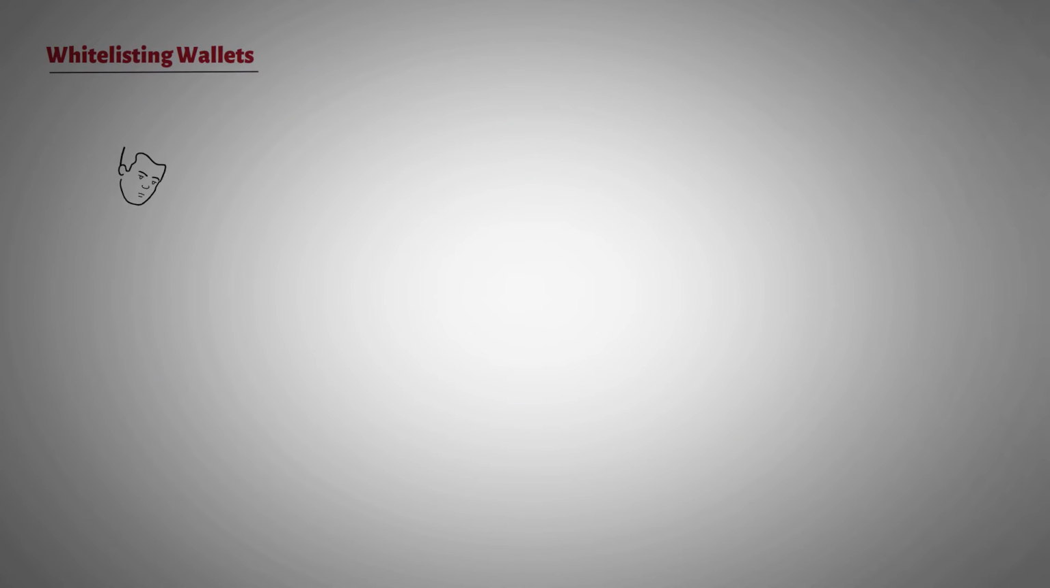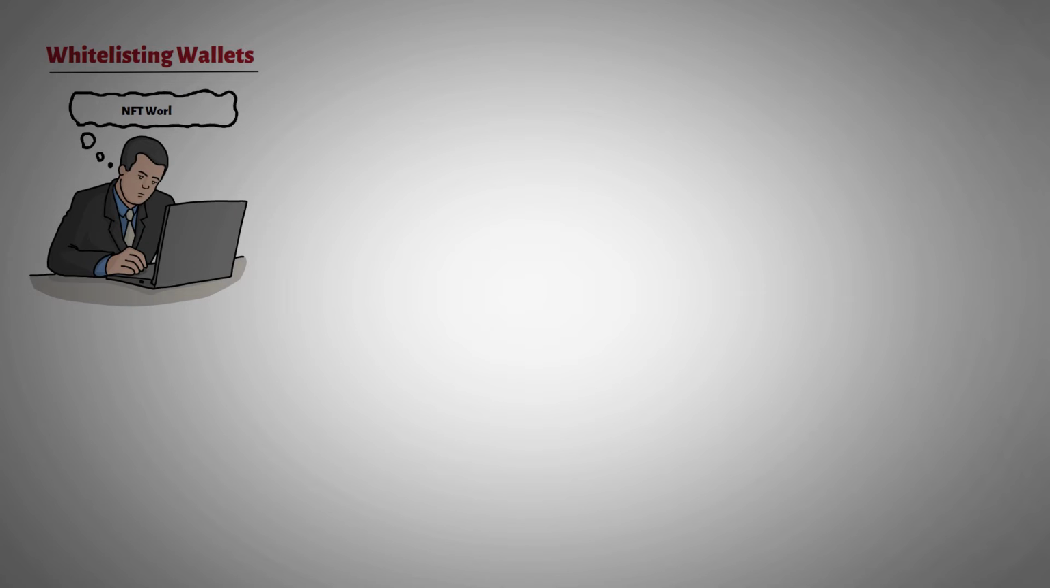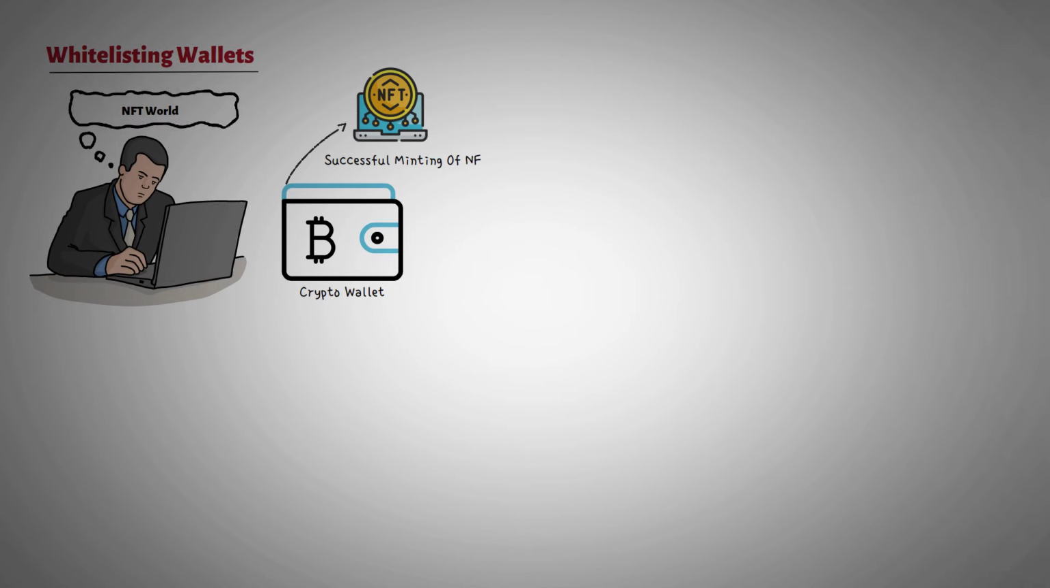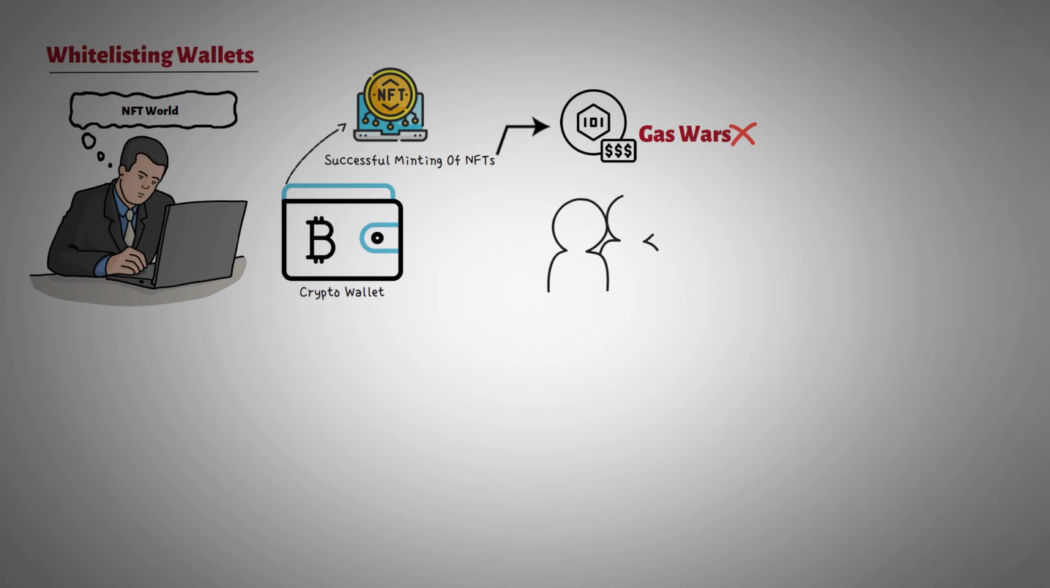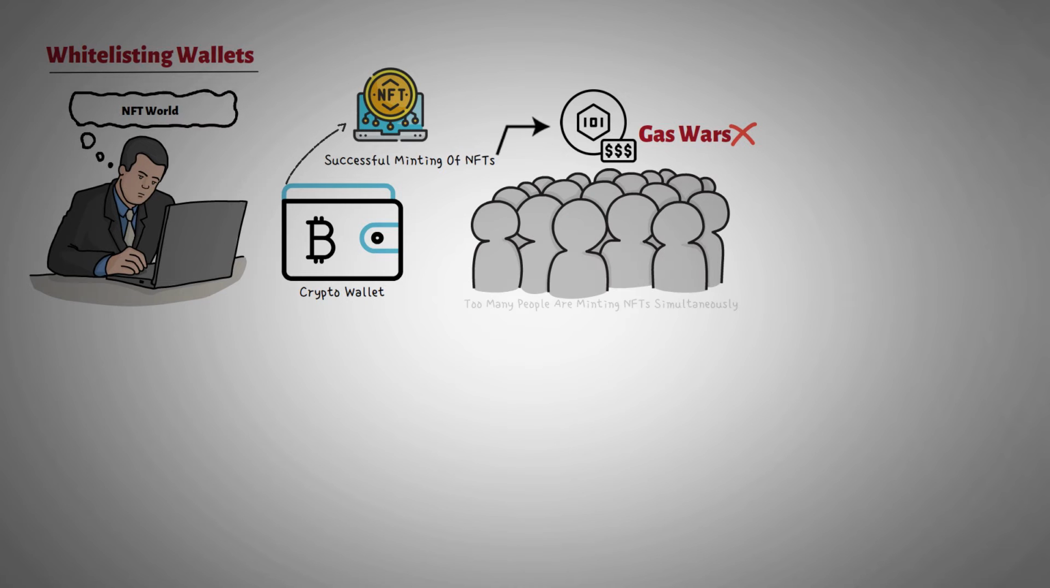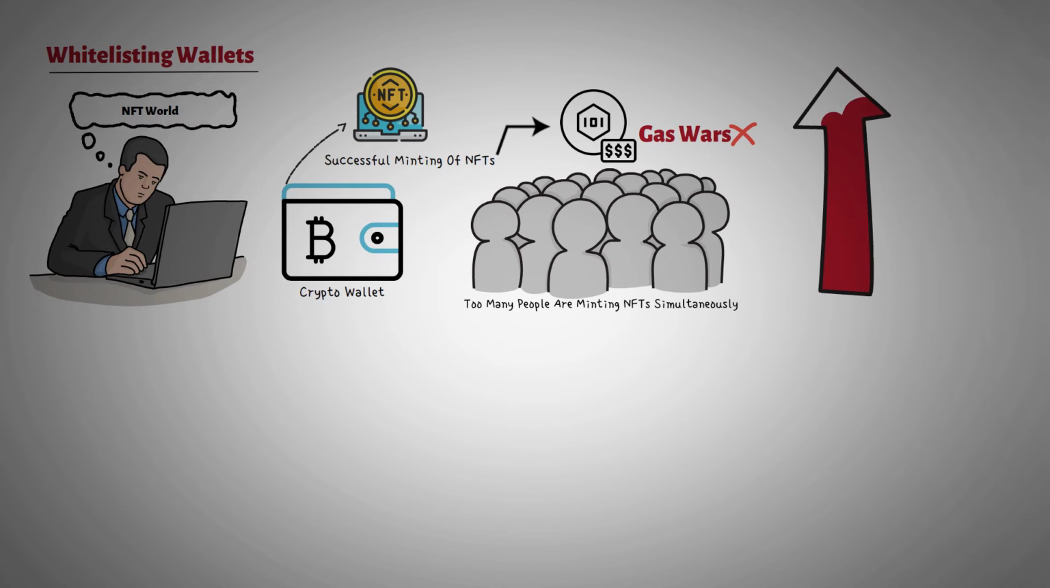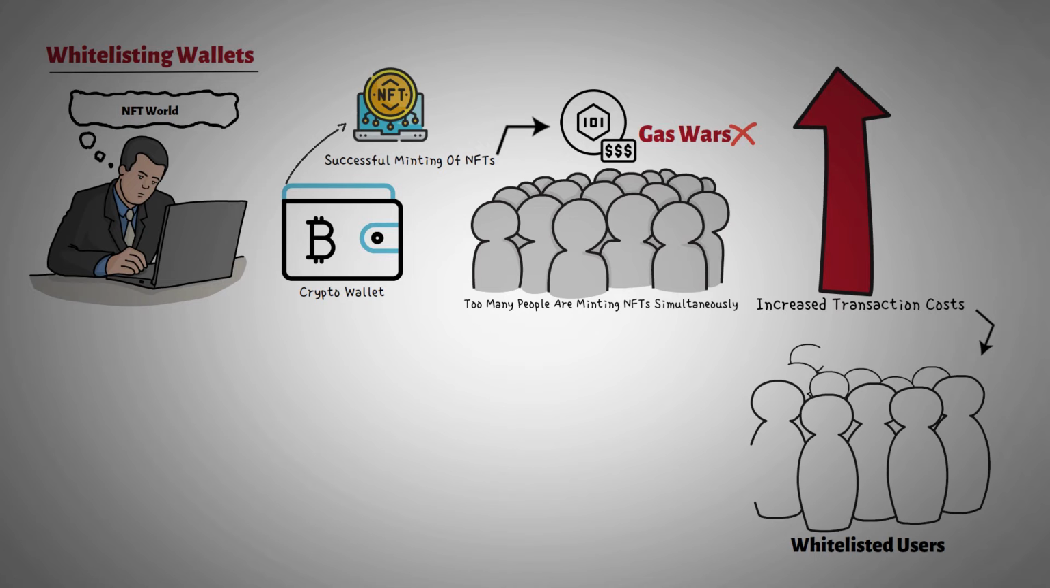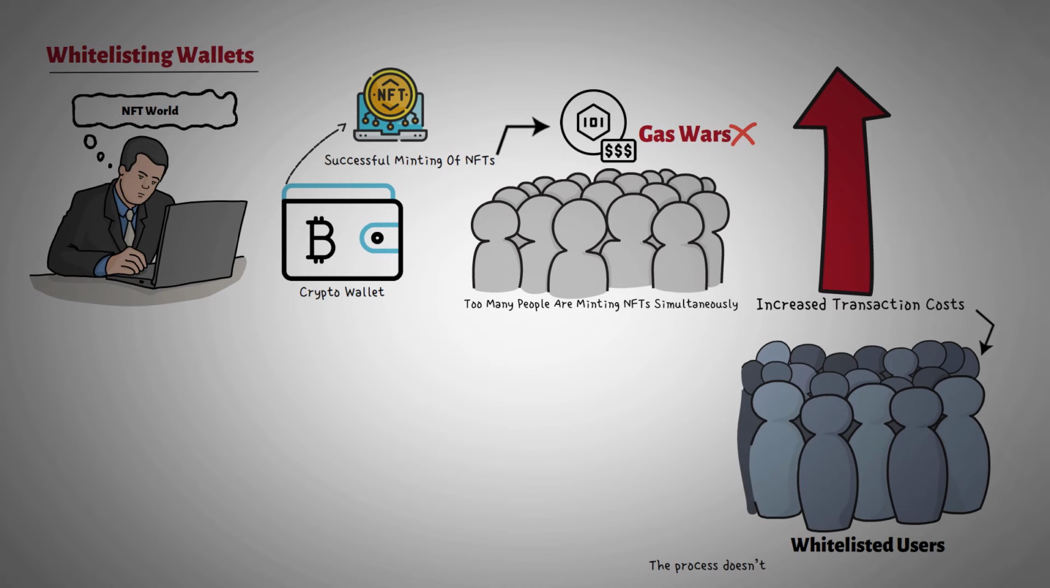Whitelisting wallets. If you have decided to come into the NFT world, you must know about the whitelisting phenomenon. It is a common practice that means that the crypto wallet address is pre-approved for the successful minting of NFTs. It plays an important role in avoiding the gas wars that occur when too many people are minting NFTs simultaneously, resulting in increased transaction costs. It is because the whitelisted users can spread out their mints as they are not transacting at the same time. The process doesn't lead to a sudden spike in transaction prices.